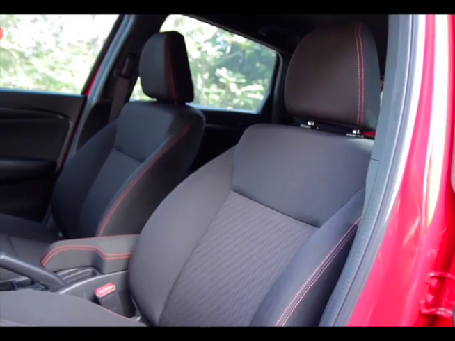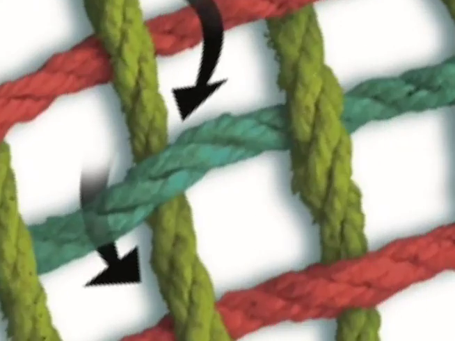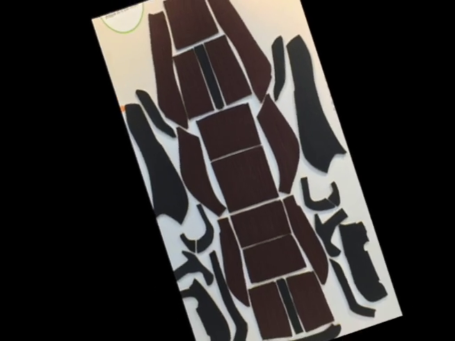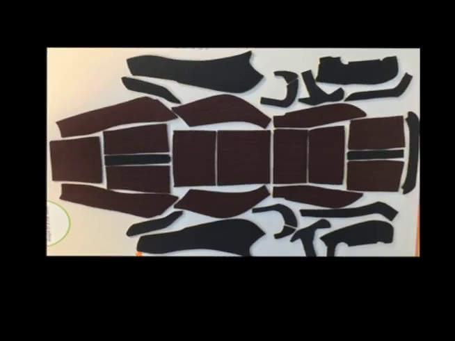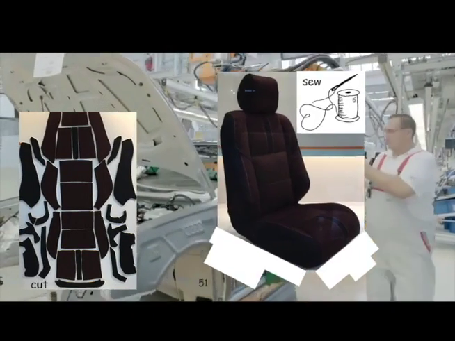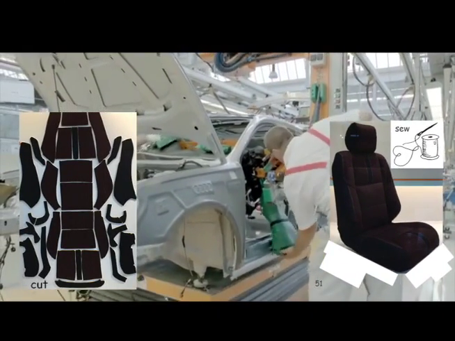Next, we need somewhere to sit down. First, weave threads into cloth. Second, cut the colored cloth into pieces. Third, sew the fabric pieces and stuffing together to make high-wear chairs.